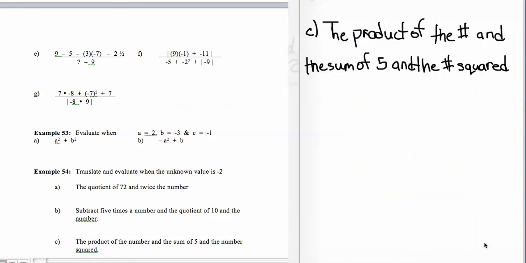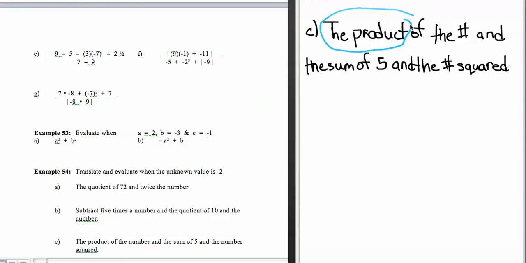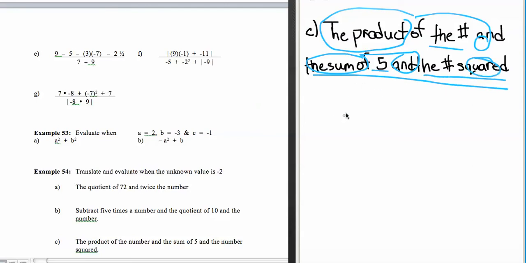All right, moving on to the third one, the product of. So we have a product of something and something. So we have the number and the sum of, and that's going to be complicated, so we'll need to get the two things that we'll be summing there. The product of means multiplying, so the number x, and then we're multiplying it by the sum of 5 and our number squared. And so that's what that's going to be. Squared, remember, is an operator that means an exponent. So there we have our translation.